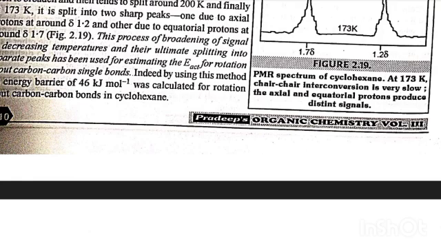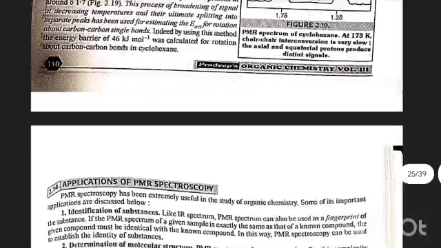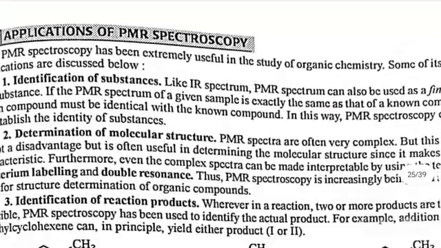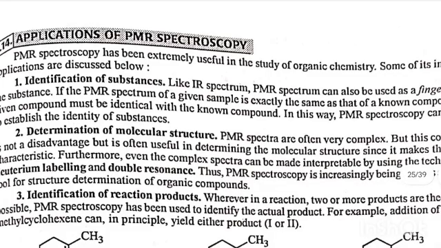This process of broadening of signals at decreasing temperature and the ultimate splitting into separate peaks has been used for estimating the activation energy for rotation about carbon-carbon single bonds. Indeed, by using this method, an energy barrier of 46 kJ per mole was calculated for rotation about the carbon-carbon bond in cyclohexane. Now, applications of PMR spectroscopy.